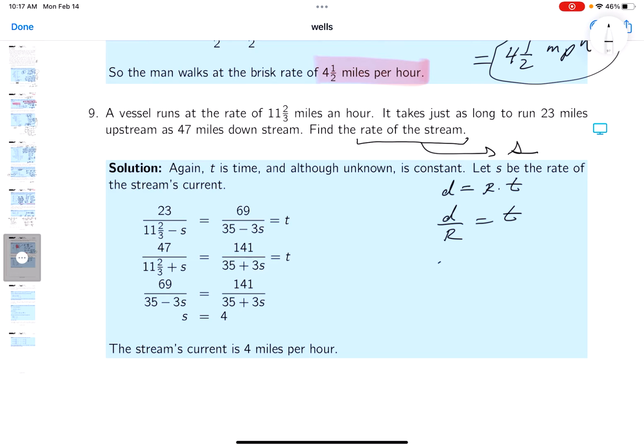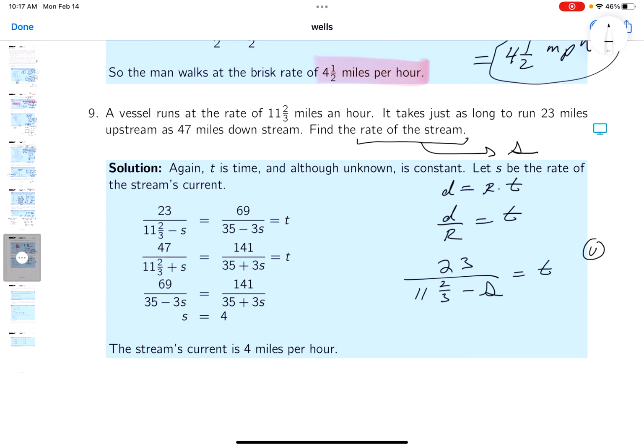Now it says it takes just as long to run 23 miles upstream. Well, if you're going upstream 23 miles, what's the rate going to be? It's struggling against the stream, so it's going to be 11 and two-thirds, and the stream is working against it. And this is going to be the time upstream. I'll put a U, upstream. Now let's go to the next thing.